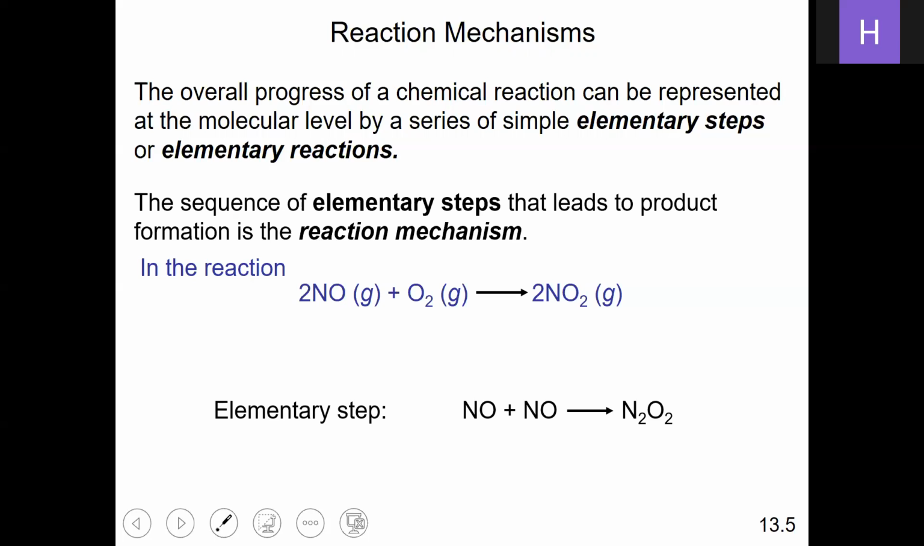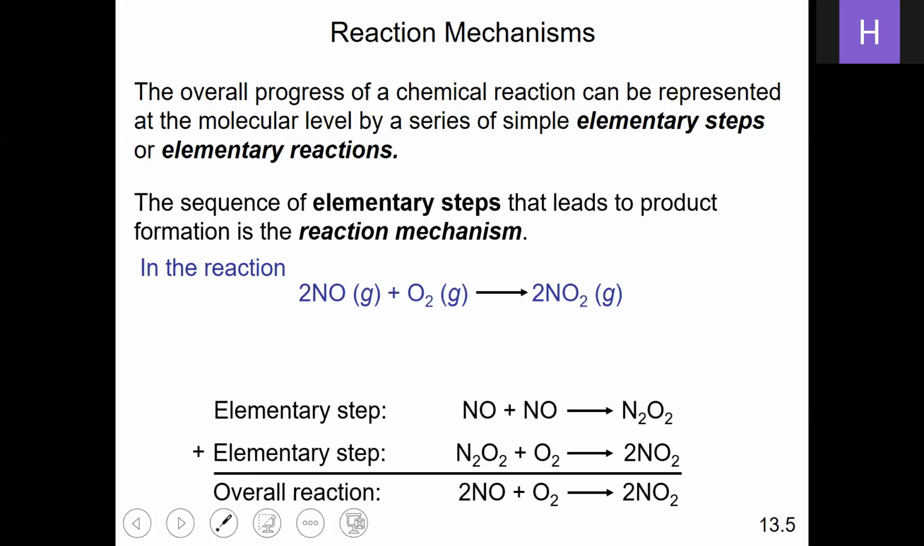There's one where two NO molecules get together to make N2O2. And here's another elementary step where that N2O2 then combines with O2 to give you your product, 2NO2. If I sum that stuff together, I get my overall reaction. But wait, what? Where did N2O2 come from? N2O2 is absolutely 100% detected when you turn NO and O2 loose together to do a reaction. You observe N2O2 in the process of that reaction.